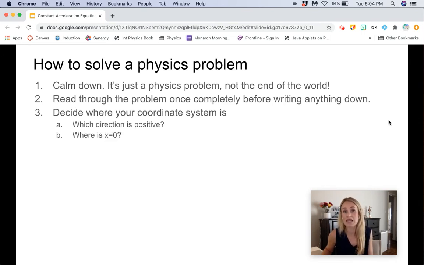We also need to decide where x equals 0 or y equals 0 or z equals 0, but usually it's just x and y. But we need to see where those things are. Usually we'll say like y equals 0 at the ground, right? Or we'll say x equals 0 where the car starts. So it's not something that's groundbreaking, but it's something that you want to think about.